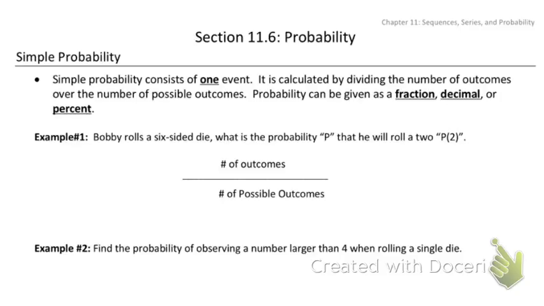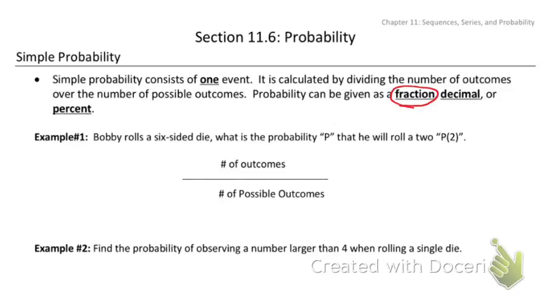Simple probability is, as it's stated, probably the simpler of the probabilities. It just consists of one event. Just one thing happens. It is calculated by dividing the number of outcomes over the number of possible outcomes. It can be displayed as a fraction, a decimal, or a percent. More often than not, we are going to use just the fraction.